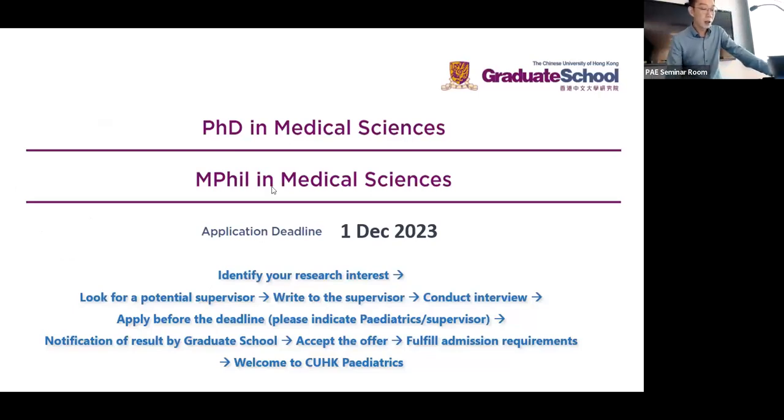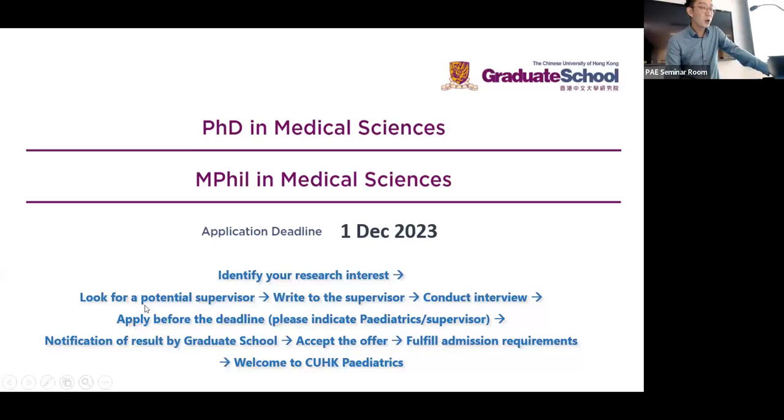This is the take-home message. First is to identify your research interest. When you go for a field that you are not interested in, it's not a good move. You need to identify your research interest, not only the department. You need to identify the field you want to embark on. And after this talk, I think you will have a preliminary idea of what we are doing.